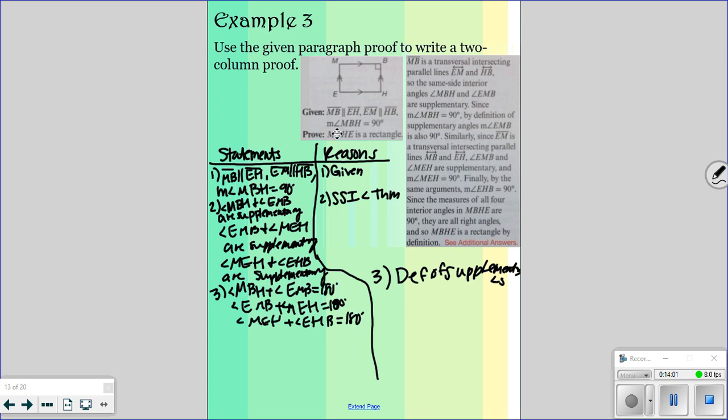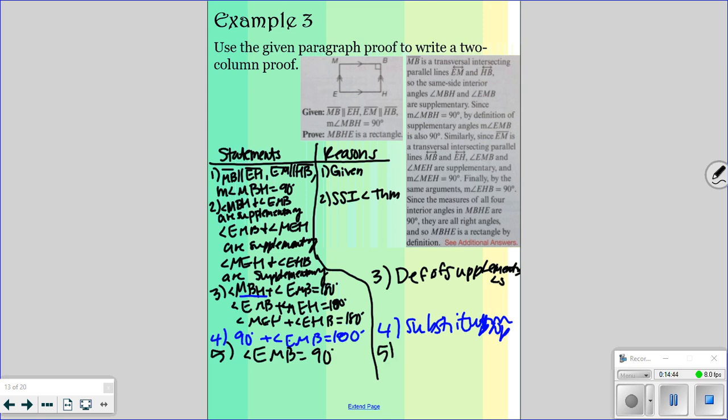It told us that the measure of angle MBH equaled 90 degrees. So we can plug that in here. So we'd have 90 degrees plus angle EMB equals 180 degrees. And that's from substitution. And then if those equal 90, this one also has to equal 90. So angle EMB equals 90. And that's just from the subtraction property.